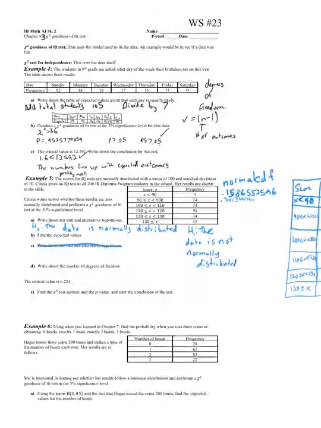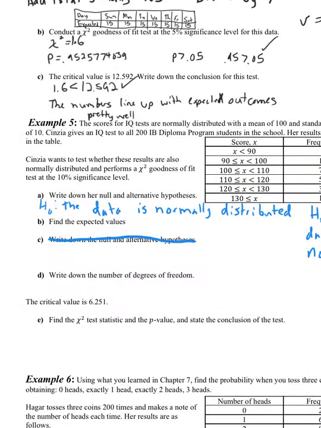So what part C is supposed to say is, if any expected values are less than 5, rewrite both tables. So basically what it wants us to do is condense the table so all of your expected values have at least more than 5 students. All right.